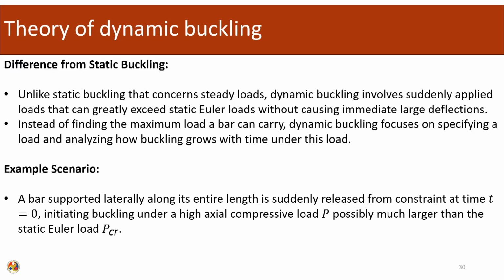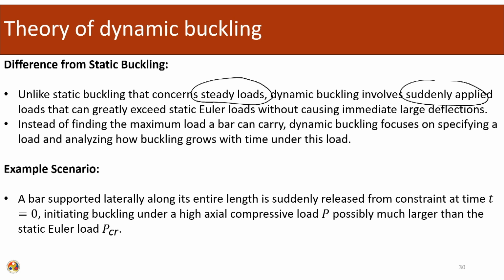So, what is the difference between dynamic buckling and static buckling? The difference is as follows. Unlike the static buckling that concerns the steady state loads, dynamic buckling involves suddenly applied loads that can greatly affect static Euler loads without causing immediate large deflections. In the first case we were dealing with the steady loads. Now, we will be dealing with the suddenly applied loads, impact loads or blast loads, that are considered as the suddenly applied loads.